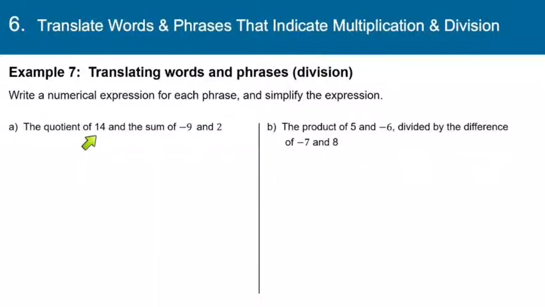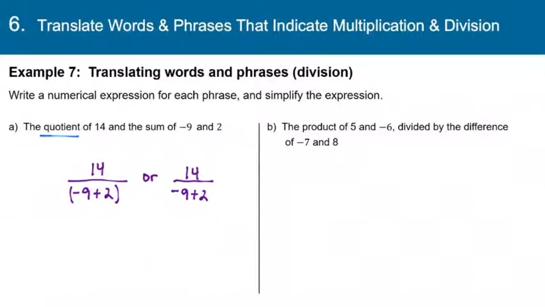Part A says the quotient of 14 and the sum of negative 9 and 2. So this is going to be a division with 14 in the top and this sum in the denominator. So let's write 14 in the top and the sum of negative 9 and 2 in the bottom. So that will be negative 9 plus 2. Now I put these parentheses on here kind of out of habit because that's what we've been doing, but you need to know that because of the fraction bar here, the parentheses really aren't adding anything to this, so we could leave them off. You might write it like this.